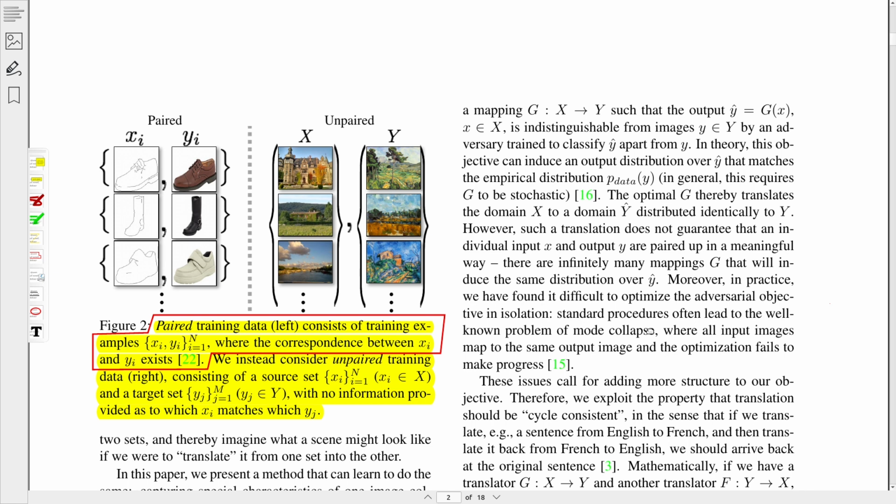Instead, we simply complete the cycle. We translate from one domain to another and then back again. For example, we go from a summer picture of a park, which is in domain A, to a winter one, which is in domain B, and then back again to summer. Now we have essentially created a cycle.